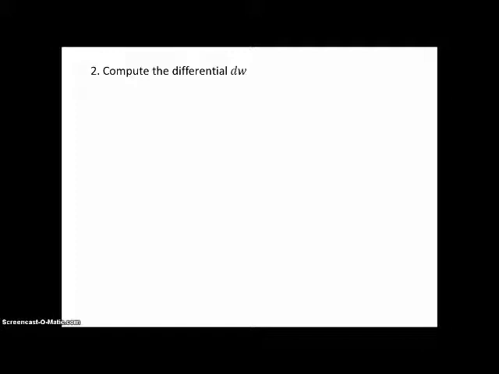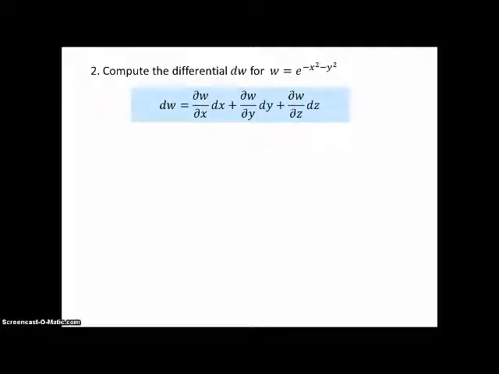Number 2, compute the differential dw for w equal to e to the negative x squared minus y squared. Well, recall our handy-dandy formula for dw. So dw is the partial derivative with respect to x times dx plus the partial derivative with respect to y times dy plus the partial derivative with respect to z. And there is no z, so maybe there wasn't one in the first place. Maybe they just used w instead of z. Or if there is one, then its partial derivative is 0.